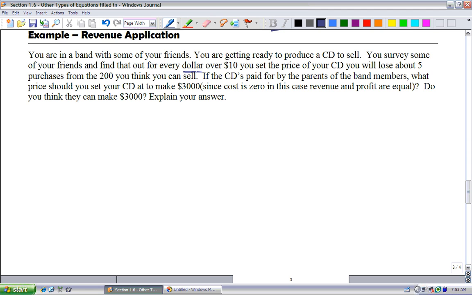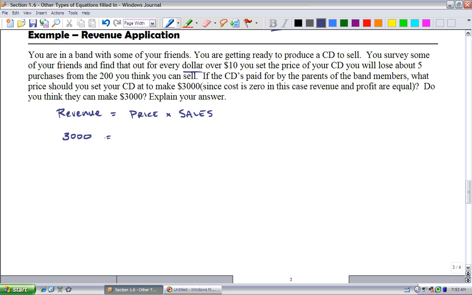And then we need to take a look at this price that we'll have to set it at to make $3,000 and see if that makes sense. And then we'll see if we think we can make $3,000. So first couple things we need to understand here is that revenue is going to equal the price of the CD times the sales, the number of units sold. Alright, in this case we want to make $3,000 revenue.